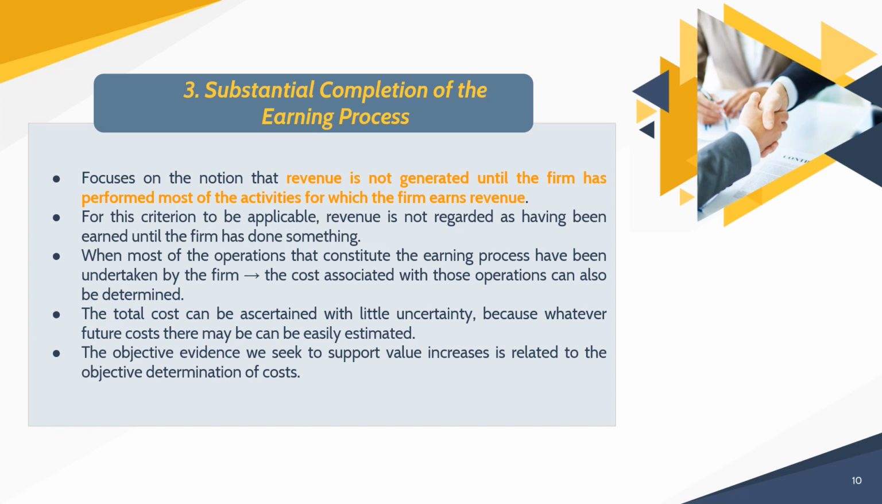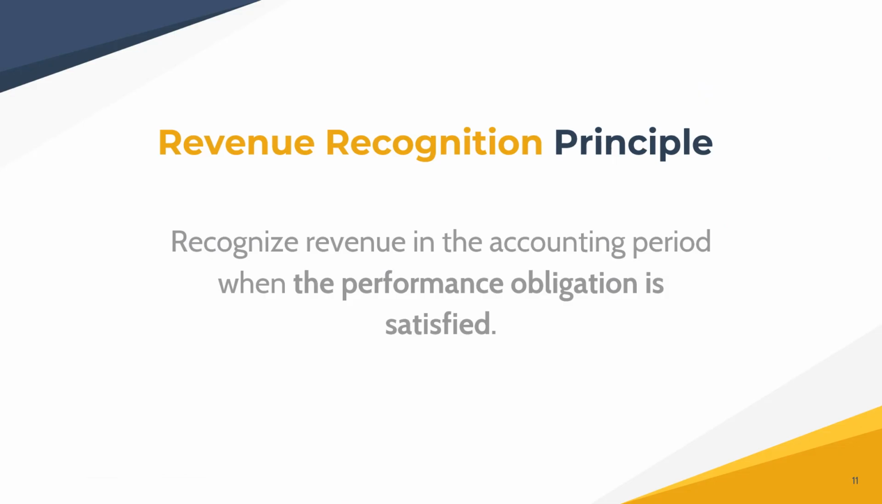For this criterion to be applicable, revenue is not regarded as having been earned until the firm has done something. When most of the operations that constitute the earning process have been undertaken by the firm, the costs associated with those operations can also be determined. This criteria will be explained further in question 2. The next one is revenue recognition principle. We should recognize revenue in the accounting period when the performance obligation is satisfied.